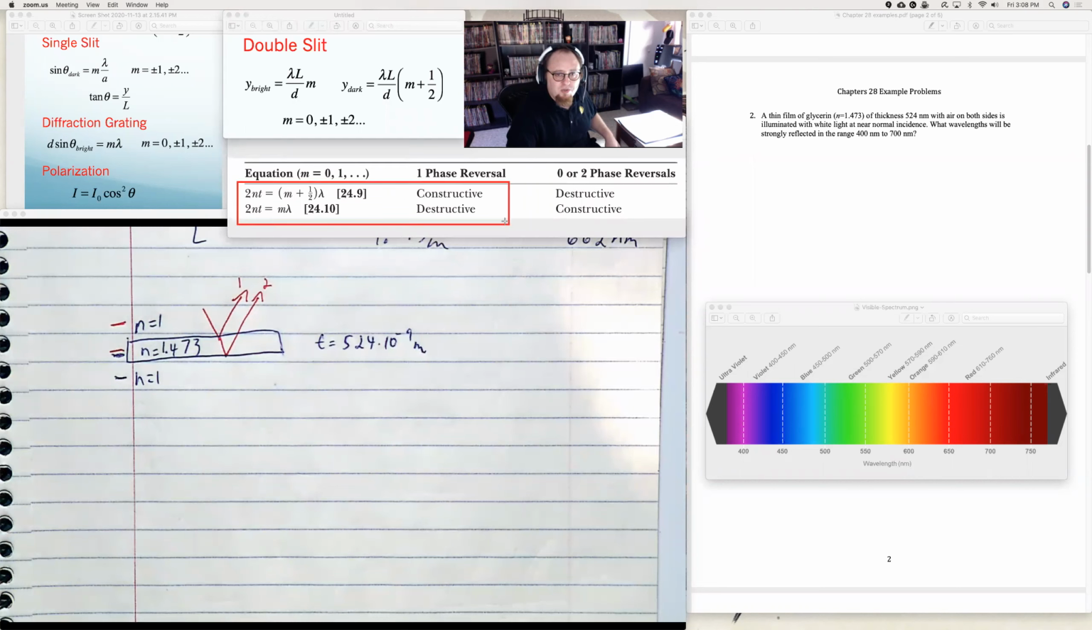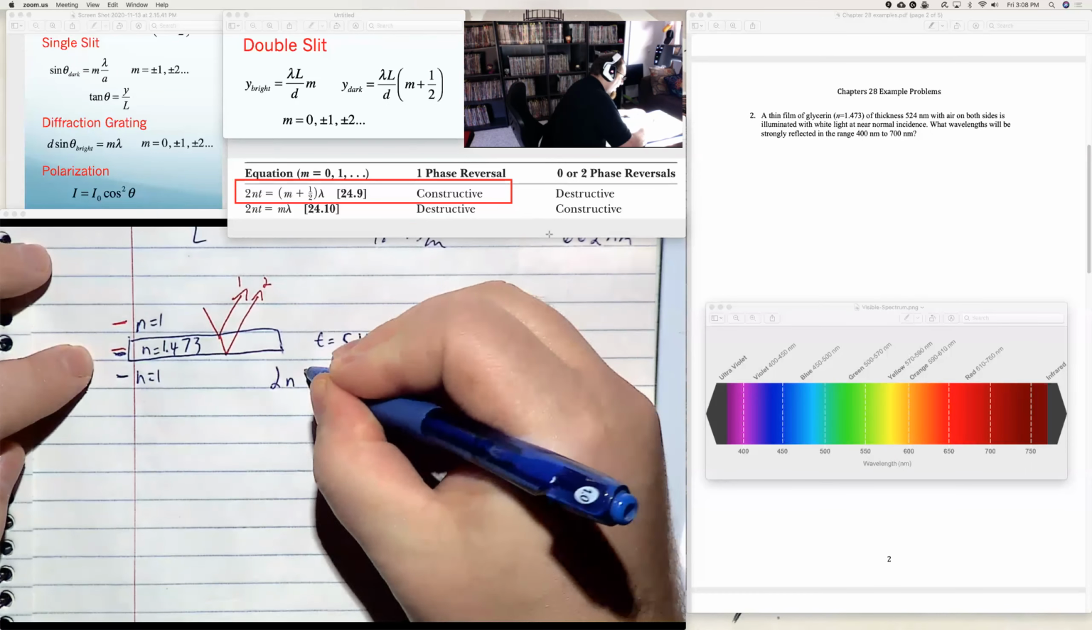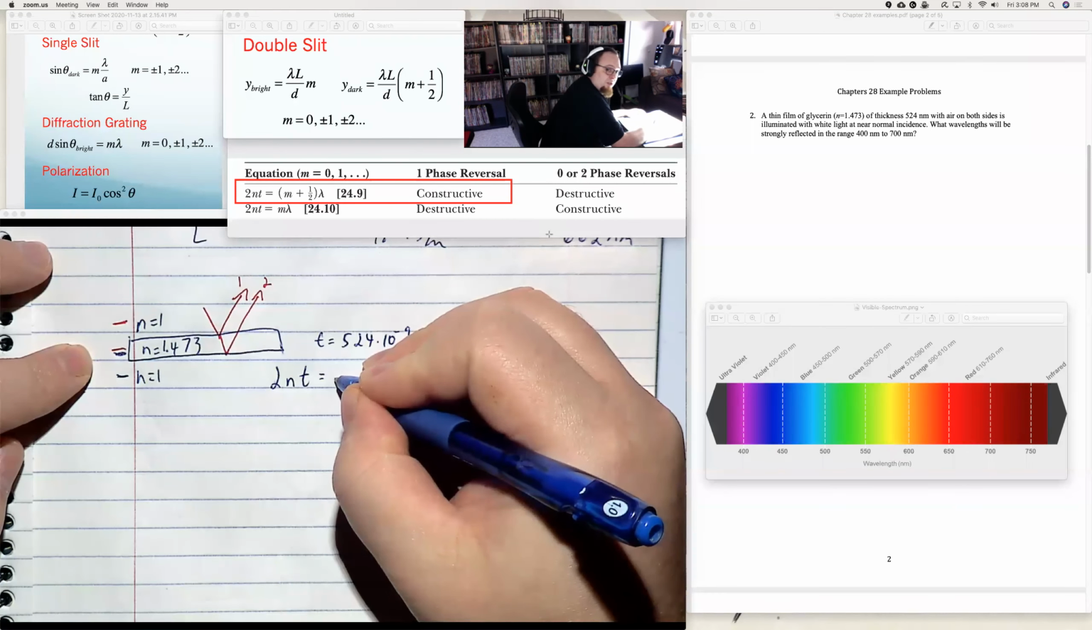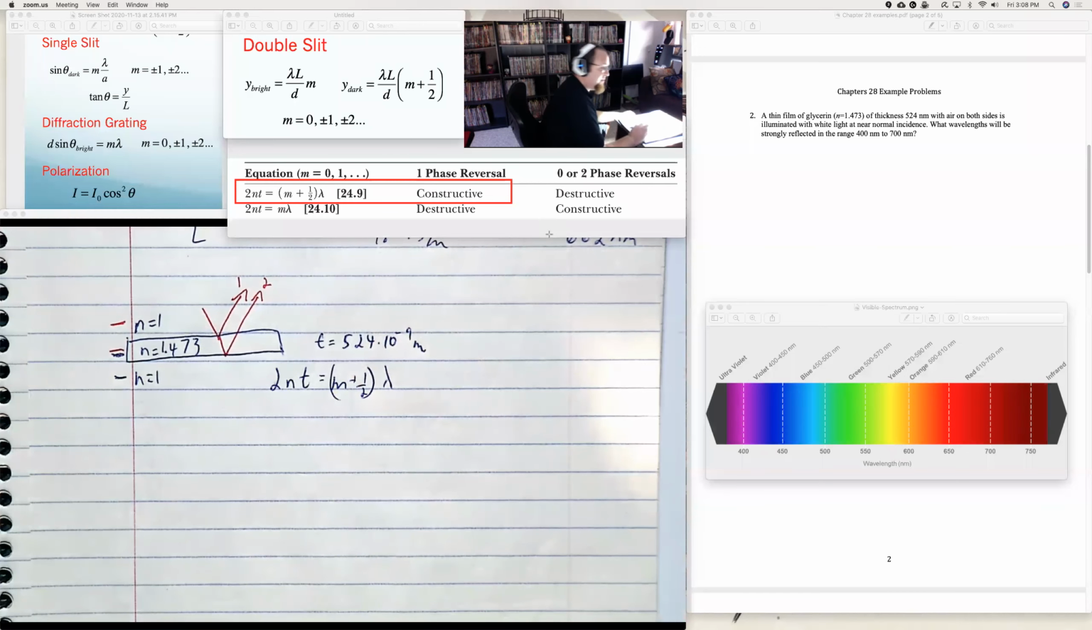I'm only going to use these equations. And I want what wavelengths will be strongly reflected. And so you know what? That means I only want the constructive piece. And I can say that we'll have constructive interference when 2nt equals m plus 1/2 lambda.